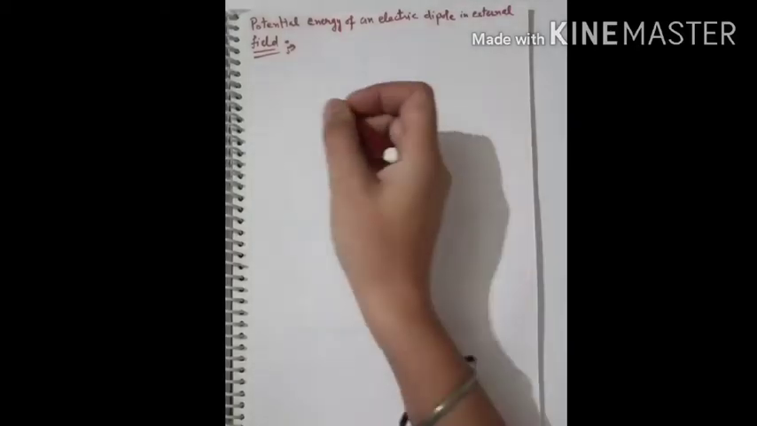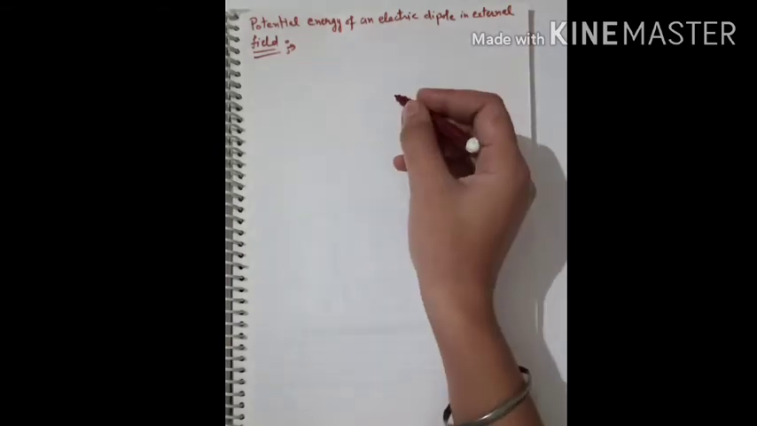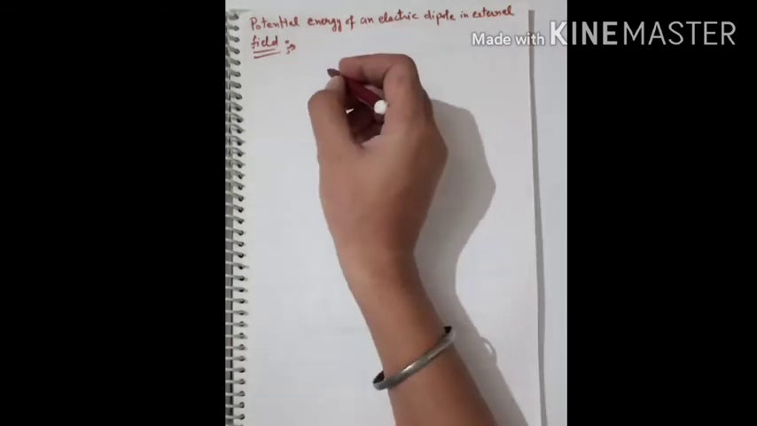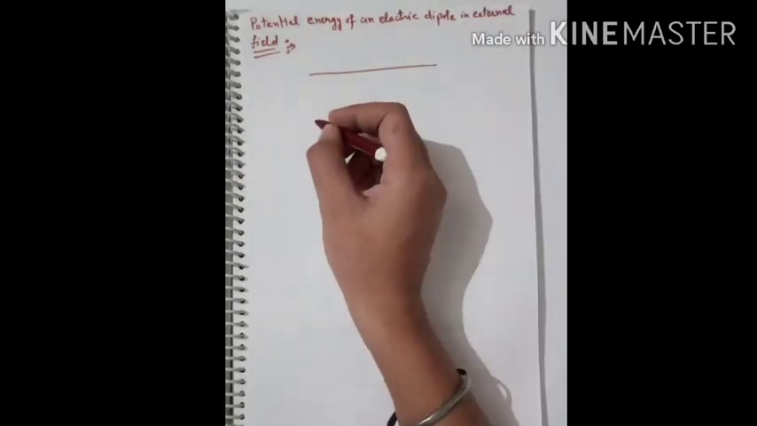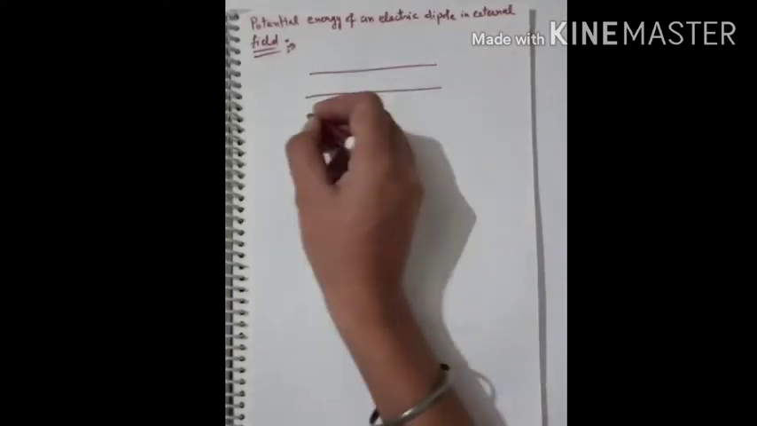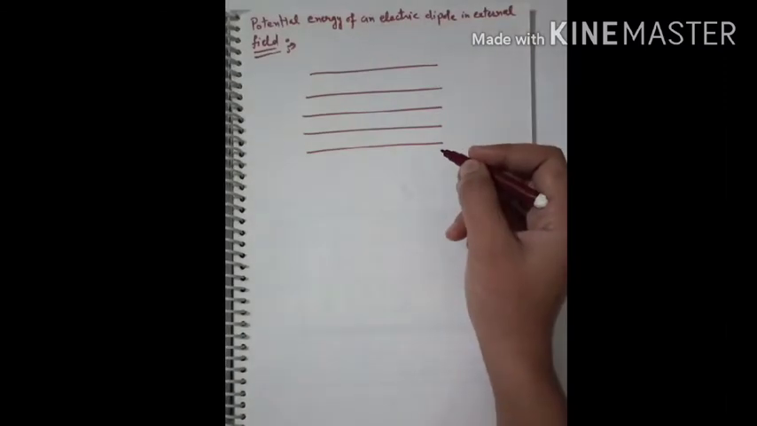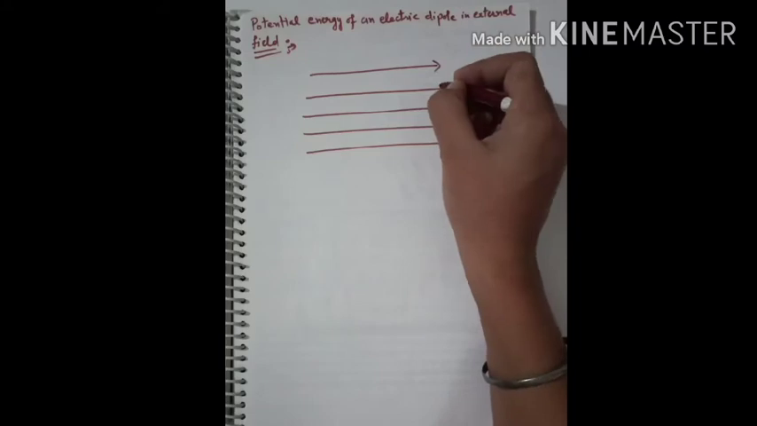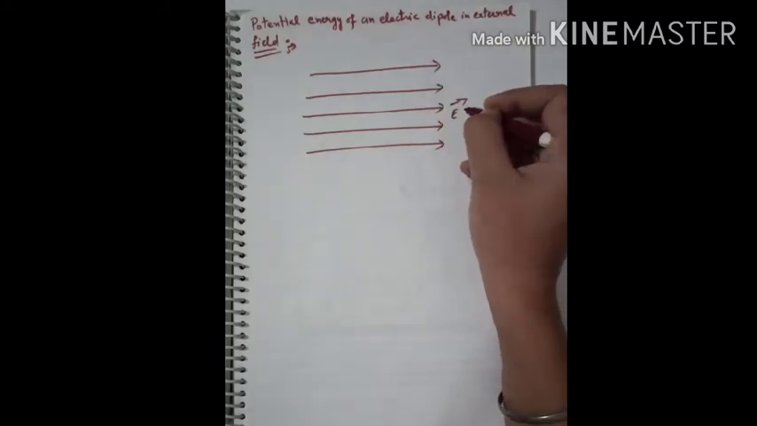Hello everyone, the topic is potential energy of an electric dipole in external electric field. So now consider, let E be the uniform external electric field acting in the positive x direction. This is the direction of electric field.